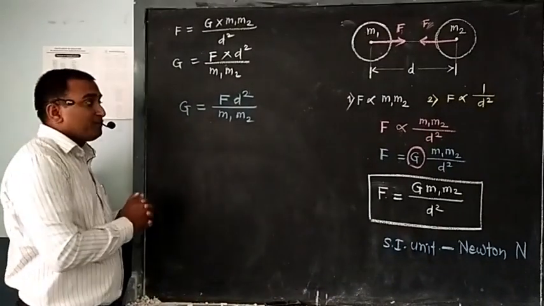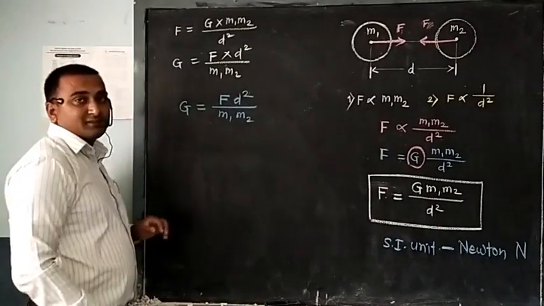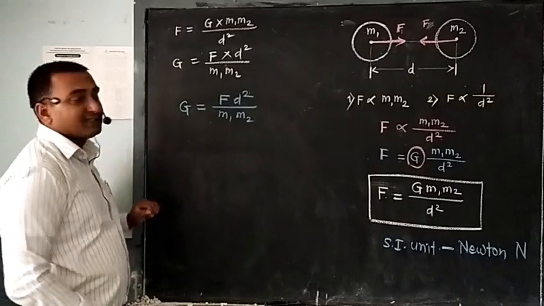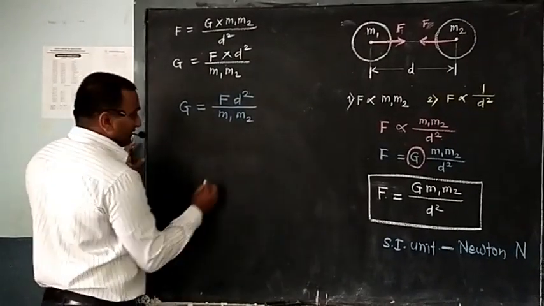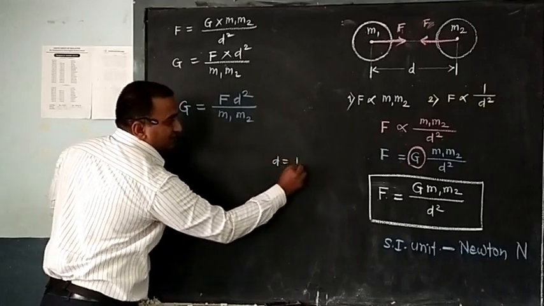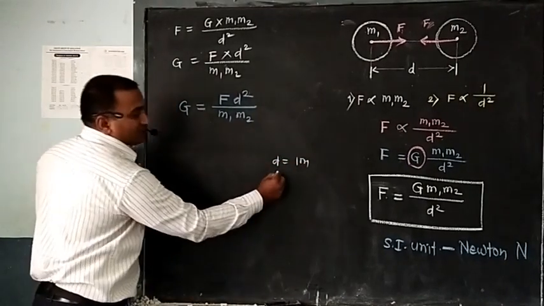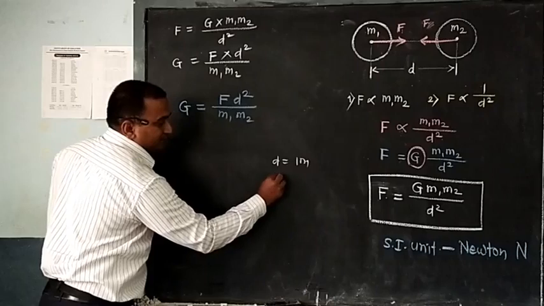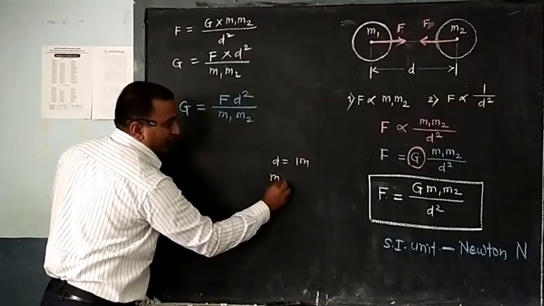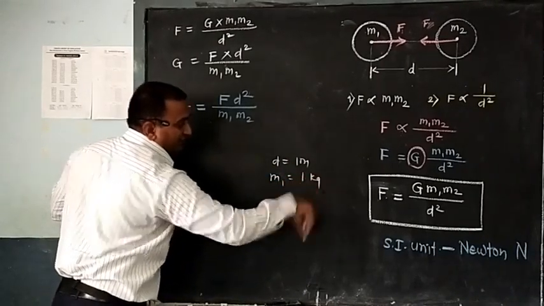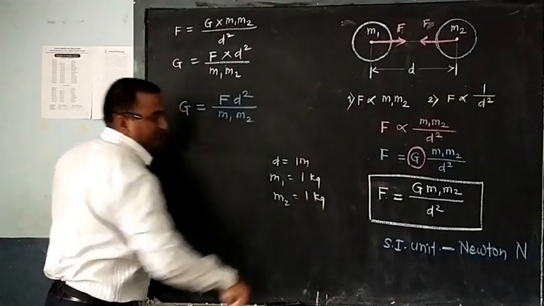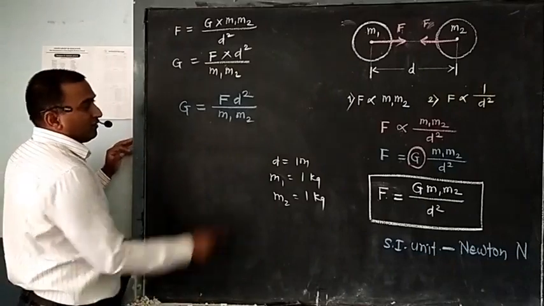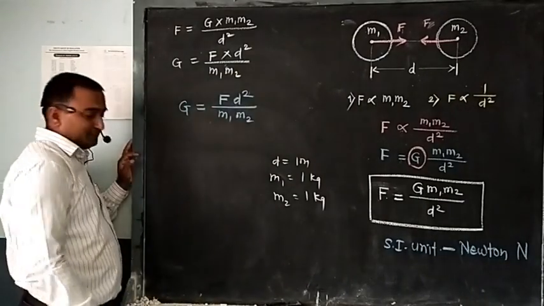See how to find out. There are two objects whose values we can consider. See, distance we can judge. That means if distance is 1 meter, mass of the first object, that is m1, is 1 kg, and mass of the second object is also 1 kg, then definitely there is a force or not.